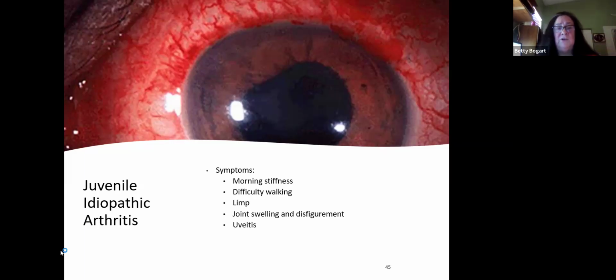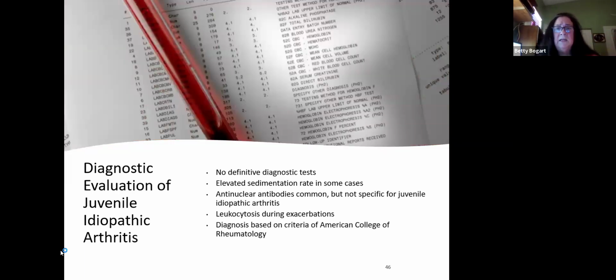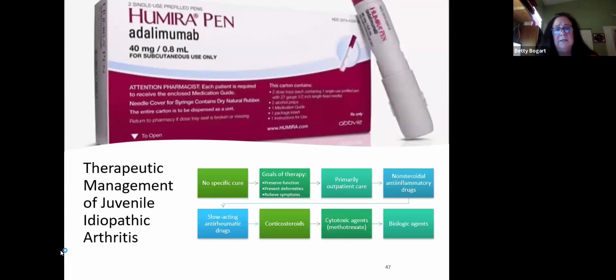Uveitis is something with JIA. Again, diagnosing it is hard. There's really no definitive testing. Yes, we could look at all of the inflammatory factors, the sed rate, the C-reactive protein, ANA, rheumatoid arthritis factors, but one doesn't make it all. And it doesn't mean because this is elevated and this is that, it is what it is. Again, it's looking at the whole picture.